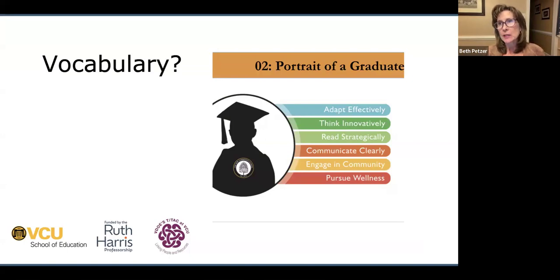This portrait is a discussion point in our advisories, and we have small advisory groups at all grade levels. And so the students are discussing what they are learning at any given grade and how it connects to who they are as a TNCS graduate. And we want them to, as it says there, adapt effectively, think innovatively, read strategically, communicate clearly, engage in community, and pursue wellness. But wait a second, did you notice there's no vocabulary in our portrait of a graduate?